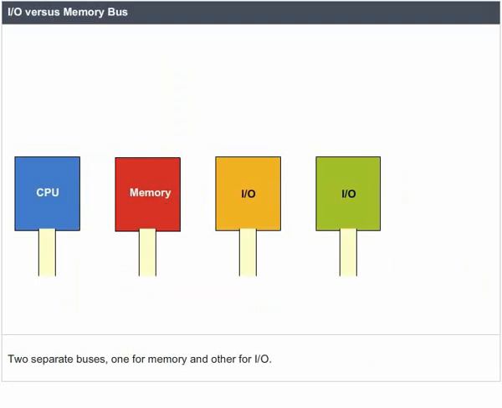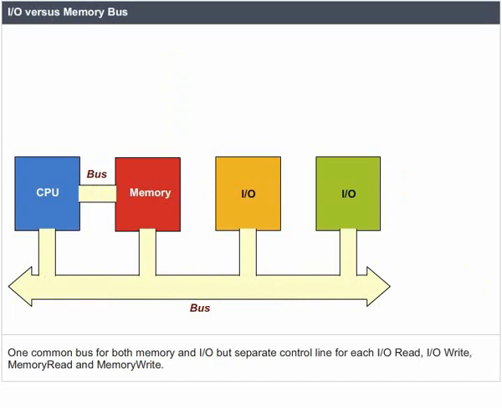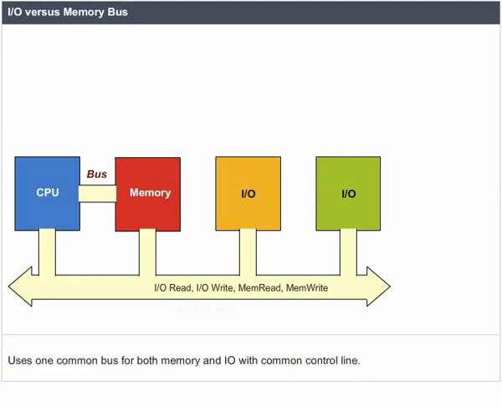Input-output versus memory bus. Two separate buses, one for memory and the other for input-output. One common bus for both memory and input-output, but separate control lines for each: input-output read, input-output write, memory read, and memory write. The third method uses one common bus for both memory and input-output with common control lines.